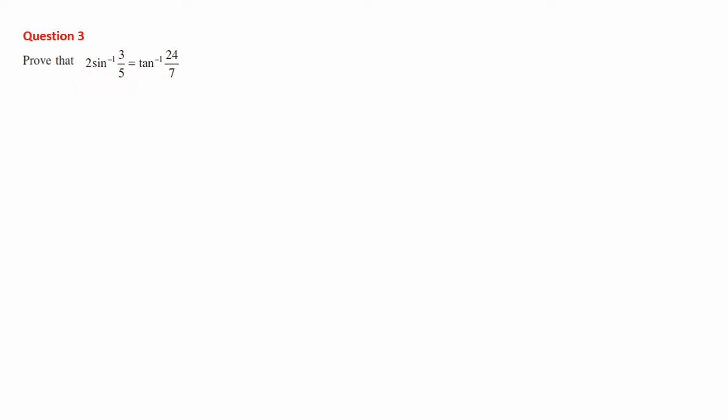What we have to do is, first of all, substitute this sine inverse 3 by 5 as A. So 2 sine inverse 3 by 5 becomes 2A, and the tan inverse on the right side goes to the left side and becomes tan. So we will get tan 2A is equal to 24 by 7. And here we have to use the tan 2A formula. Tan 2A is equal to 2 tan A divided by 1 minus tan square A. That is the formula we are going to use here.